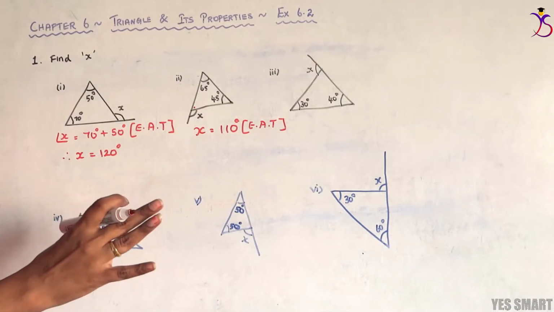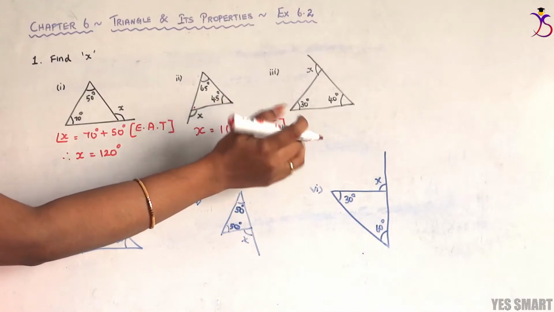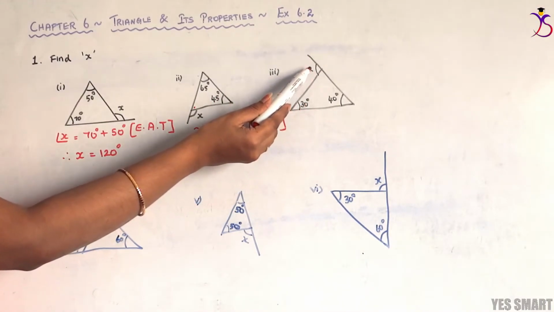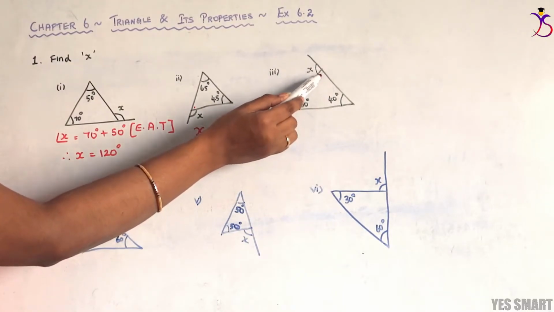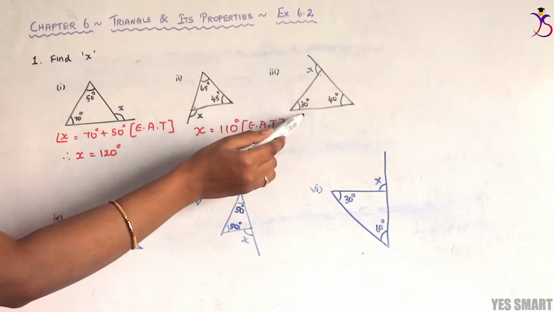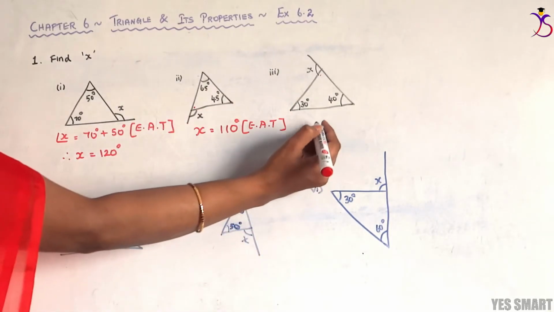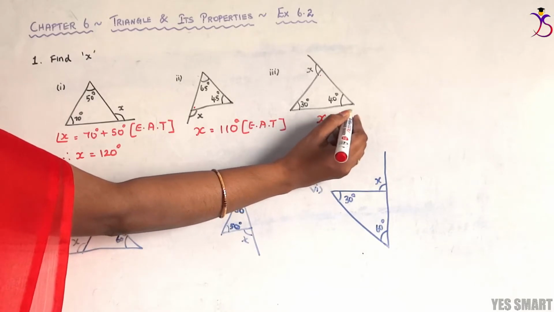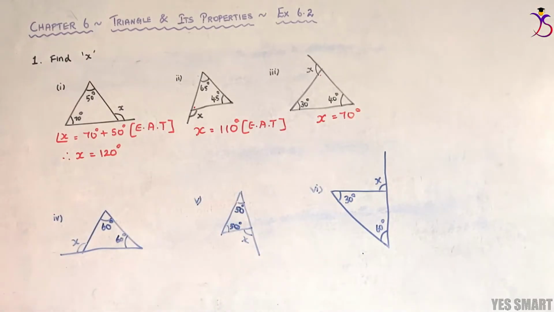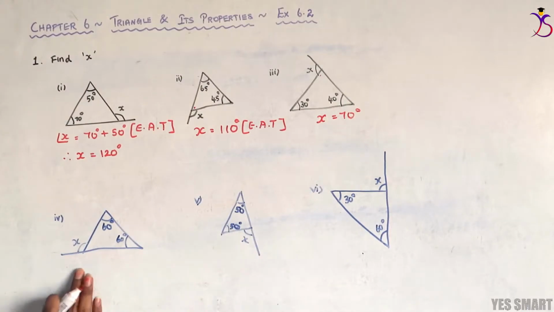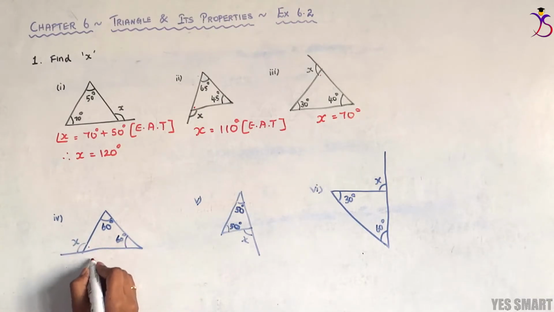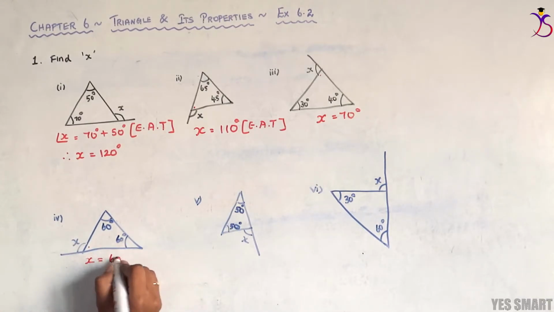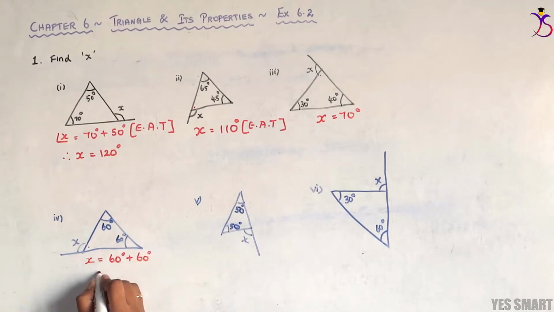Now moving on to the third subdivision, we have a triangle here. The unknown quantity x is at the exterior part. So the two opposite interior angles are 30 and 40. When you add them, you will have 70°. Therefore, x is equal to 70°. The reason is the exterior angle theorem. Now the fourth subdivision: here we have x. When you step in, the two opposite interior angles are 60 and 60. Therefore, x is equal to 60 plus 60, which is 120. The reason is the exterior angle theorem.